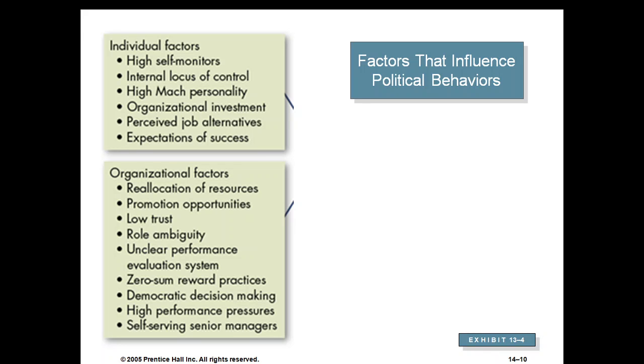Likewise, organizational factors: reallocation of resources. Yes, as we discussed, resource allocation, promotion opportunities. A low trust environment might result in political behavior. Role ambiguity: when there is no clarity of role, it might result in political behavior. Likewise, an unclear performance evaluation system. You don't know why somebody is promoted and why somebody is not, despite knowing that there are efforts from the one who is not promoted also, but then you are tilted, you are biased. So in that case, there will be political behavior.